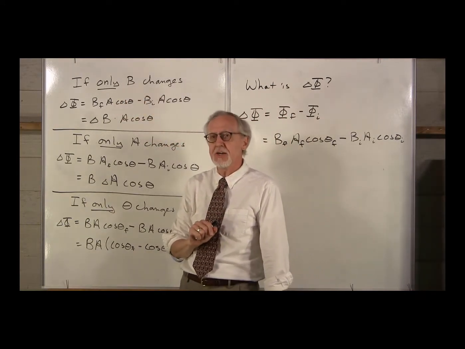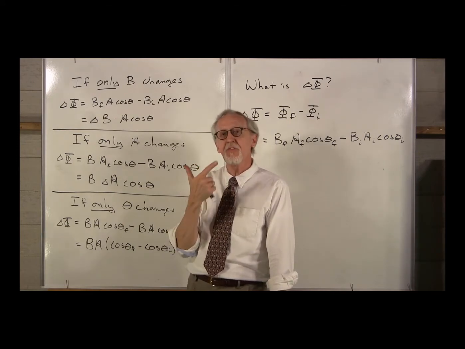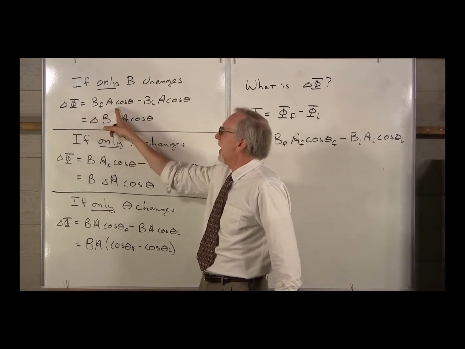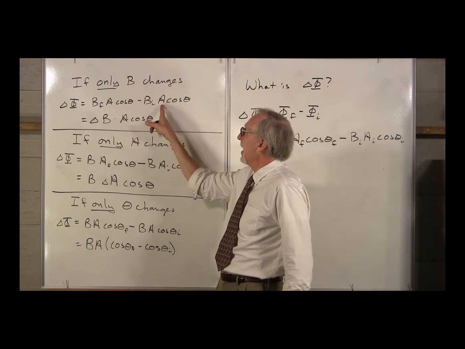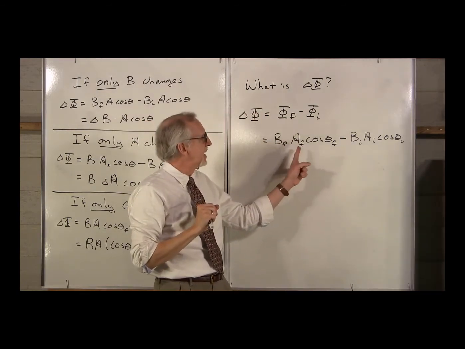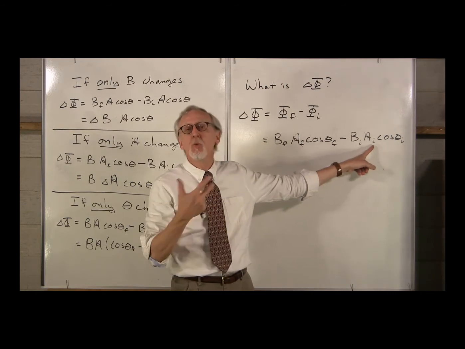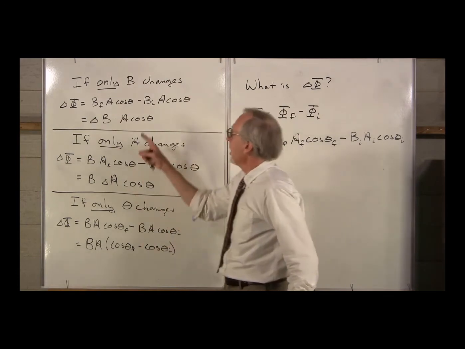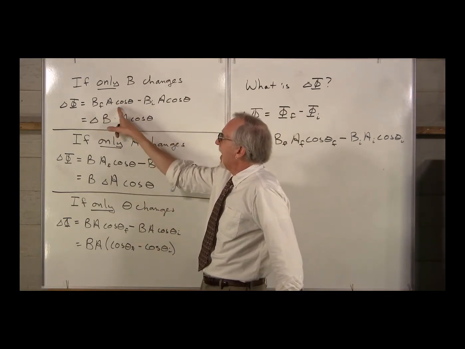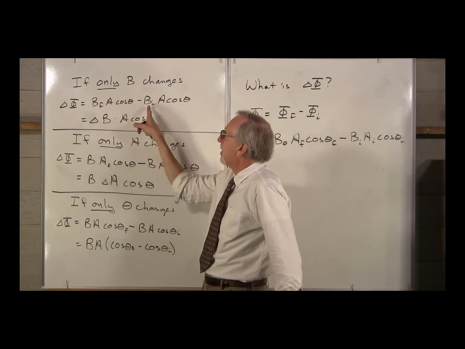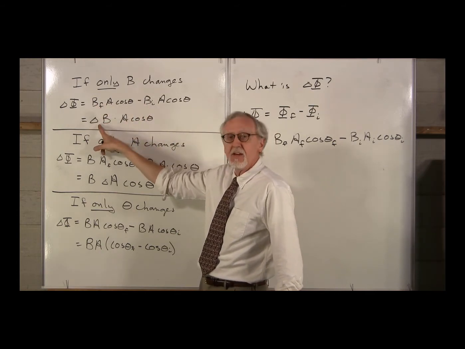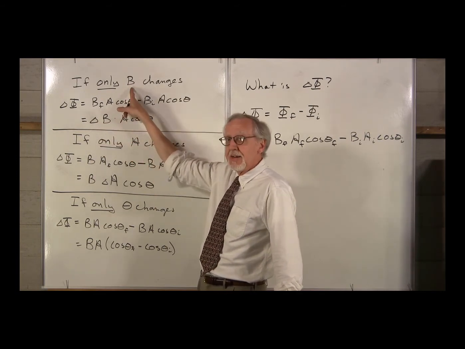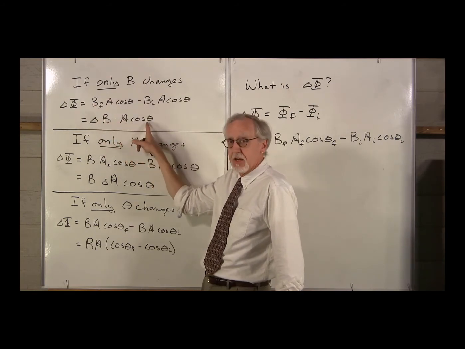What if you have a situation where only B is changing? Only the magnetic field is changing. In other words, the area is constant and theta is constant. Well, in that case, delta phi will be B final A cos theta, minus B initial A cos theta. Since A final is the same as A initial, which I just wrote as A, and theta final is the same as theta initial, which I just wrote as theta, we can factor off the A cos theta and end up with B final minus B initial, which is delta B. In other words, the change in B, times A cos theta. So if only B is changing, delta phi is delta B times A cos theta.